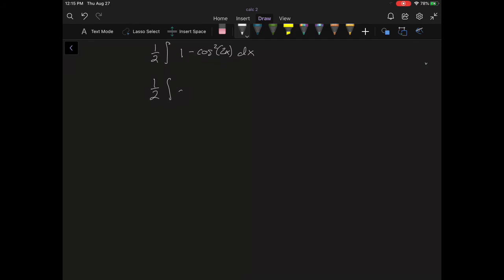And it should be a familiar thing. It's actually the factored form of the difference of squares. So on the inside, it's 1 minus cosine squared of 2x dx. Now we can break that up into just the integral of 1 dx or dx and the integral of cosine squared of 2x.